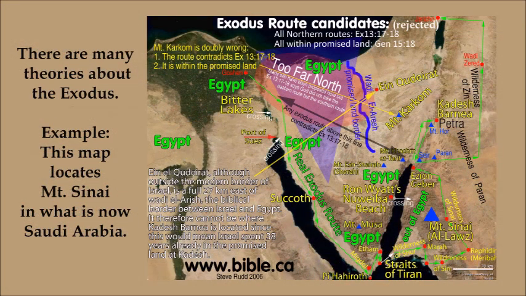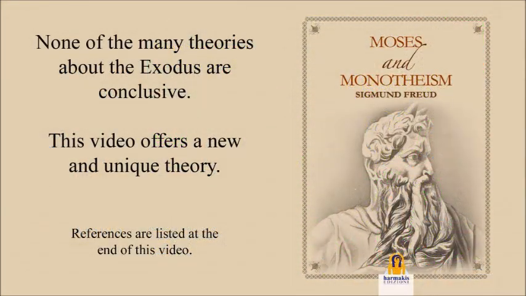Many of these theories are very complex, well-researched, and highly detailed. However, none of these theories are universally accepted. In fact, most academically based researchers agree that no archaeological evidence has so far been discovered that proves any part of the Exodus story.